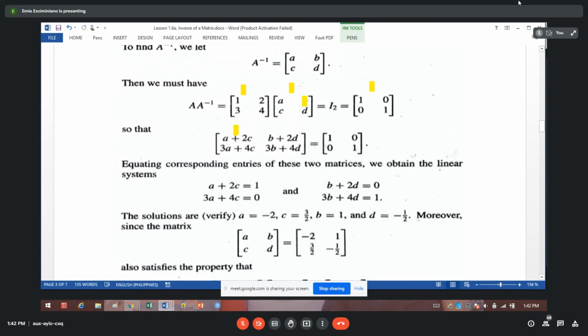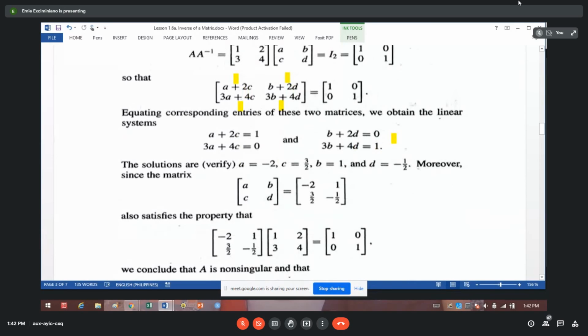Okay? First row times second column. Ito yan. Second row times first column. This one. And second row times the second column. Ito. And there you are. Ayan na yung ating product, A times the inverse of A. Ito yung product. I-equate na natin dito.